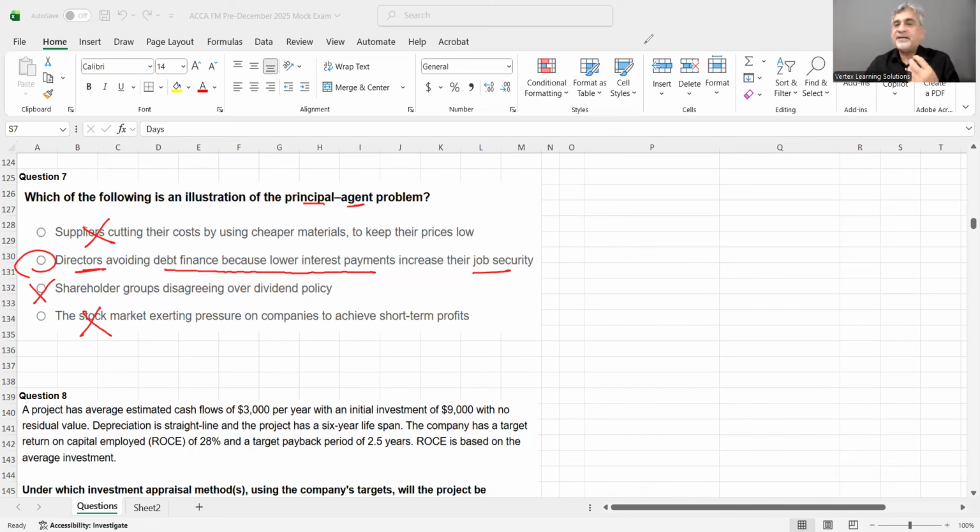Now, remember that debt is cheaper. So what should a business do? A business should take the debt because the debt is cheap, and that gives benefit to the shareholders. Because if you pay less interest, there is more profit, and more profit gives benefit to the shareholders. Shareholders would always go for the lower interest rate. This is what the shareholders want. But the directors are avoiding it because of their job security. So that is the answer, because this is what is creating a conflict between the interest of the directors and the shareholders.